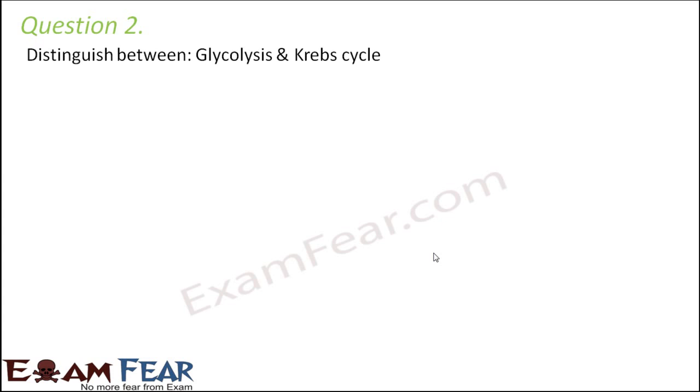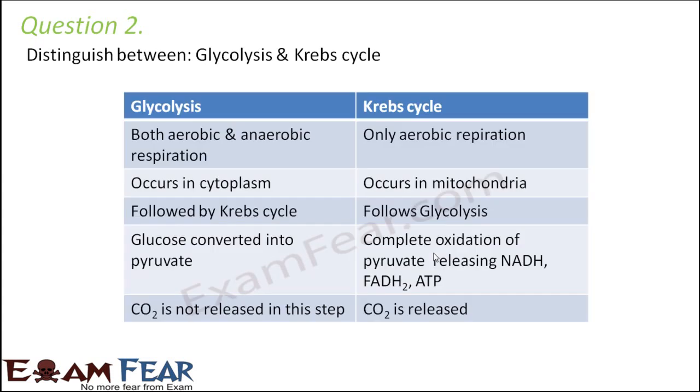Next one, distinguish between glycolysis and Krebs cycle. Glycolysis is a part of both aerobic and anaerobic respiration, whereas Krebs cycle is only for aerobic respiration. For anaerobic respiration, the first step is glycolysis because glycolysis does not involve oxygen. But before the Krebs cycle, oxidation of pyruvate has to take place, and that doesn't happen in anaerobic respiration. So this is only a part of aerobic respiration.